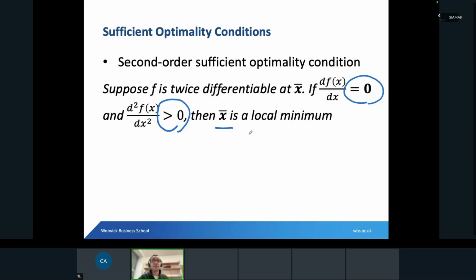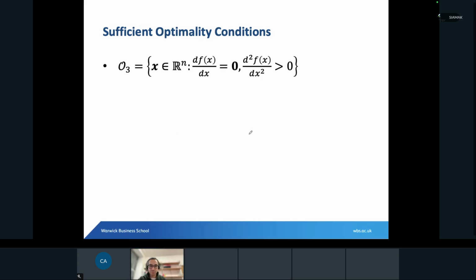The second order sufficient optimality condition says that if the first derivative is equal to 0 and the second derivative is strictly positive, then those values that make the first derivative equal to 0 and the second derivative strictly positive become local minimums. We have this now, O3. O3 is the set of all decision variables in Rn where the first derivative is equal to 0 and the second derivative is strictly positive. It's not greater than or equal to 0, but greater than 0.